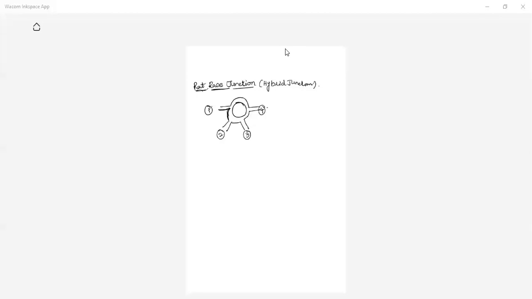4. So the distance between port 1 and port 2 is maintained as lambda g by 4. The distance from port 2 to port 3 is also lambda g by 4. The distance between port 3 and port 4 is also lambda g by 4. But the distance between 1 and 4 is 3 lambda g by 4.